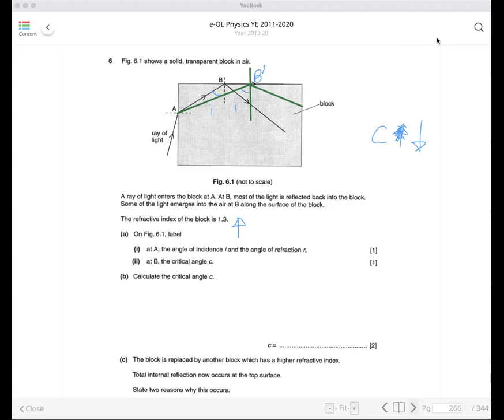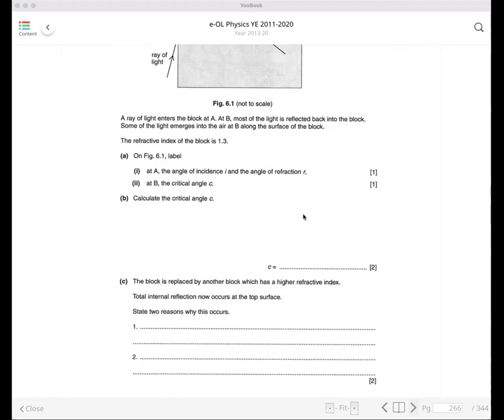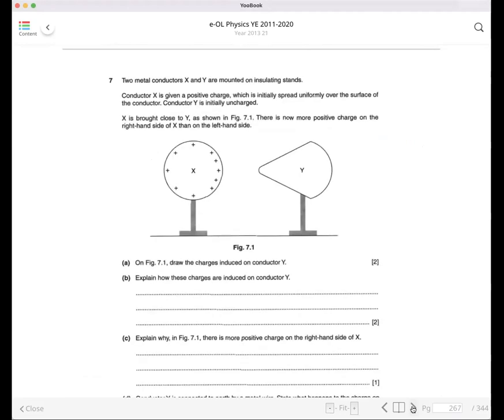Okay, let's continue. Bei Kuan, are you okay or not? Because you're much less participative today compared to last week. Last week you're very good.